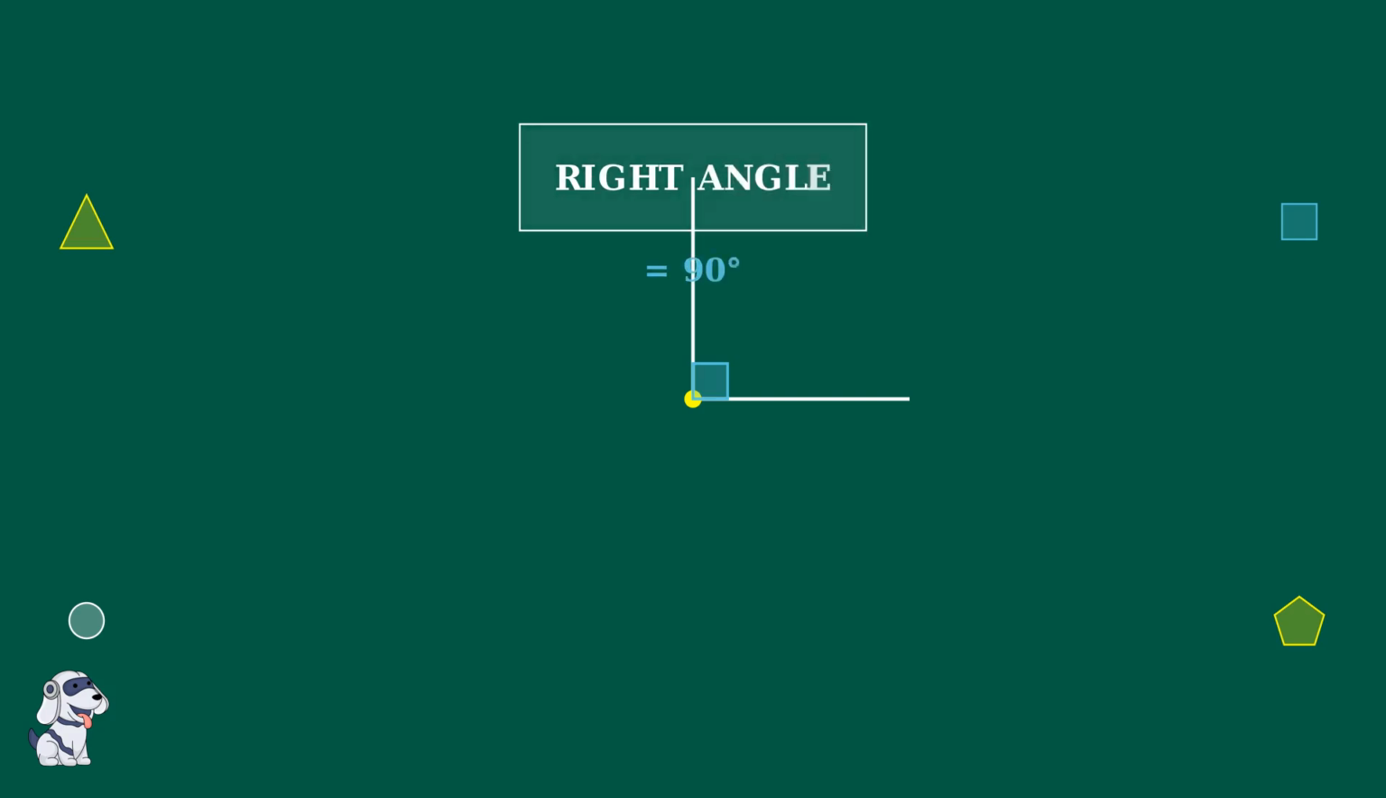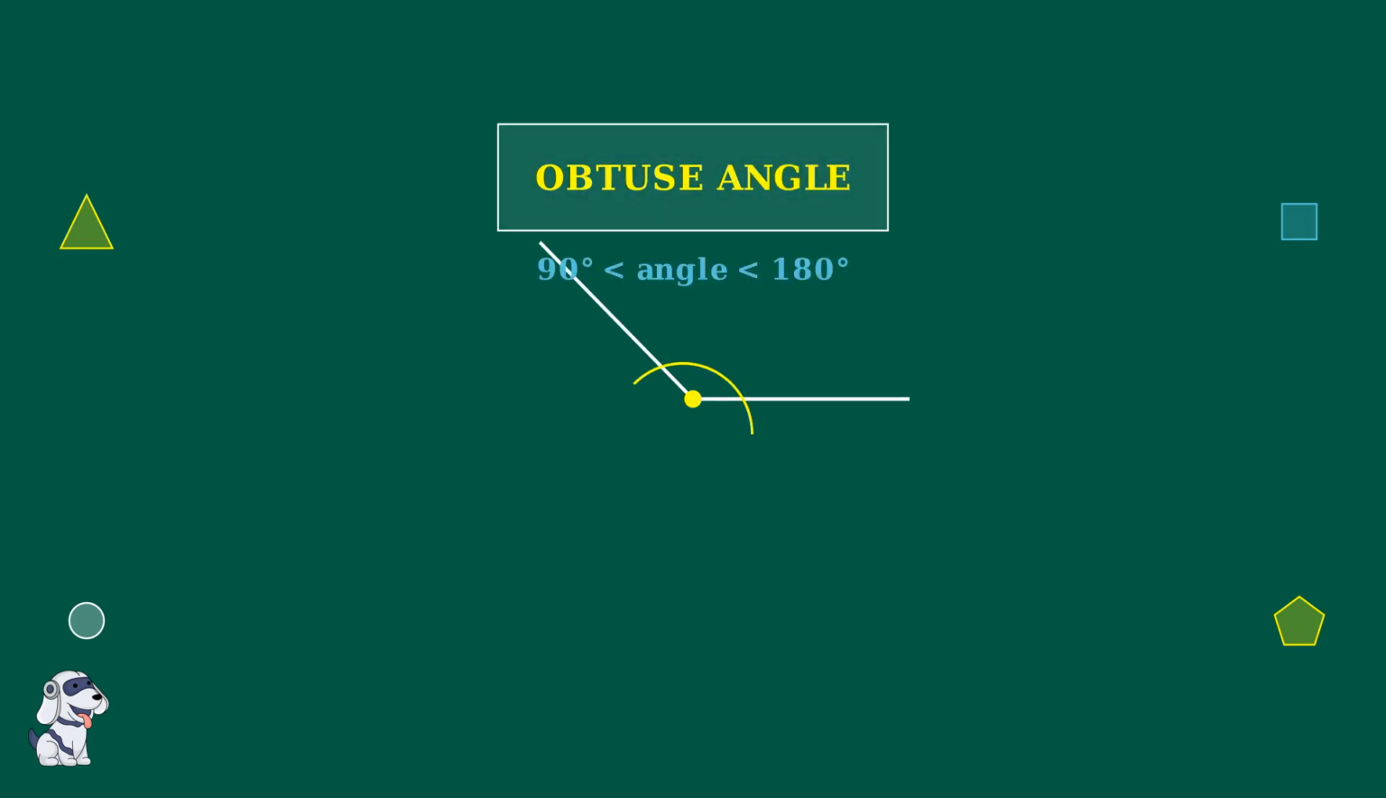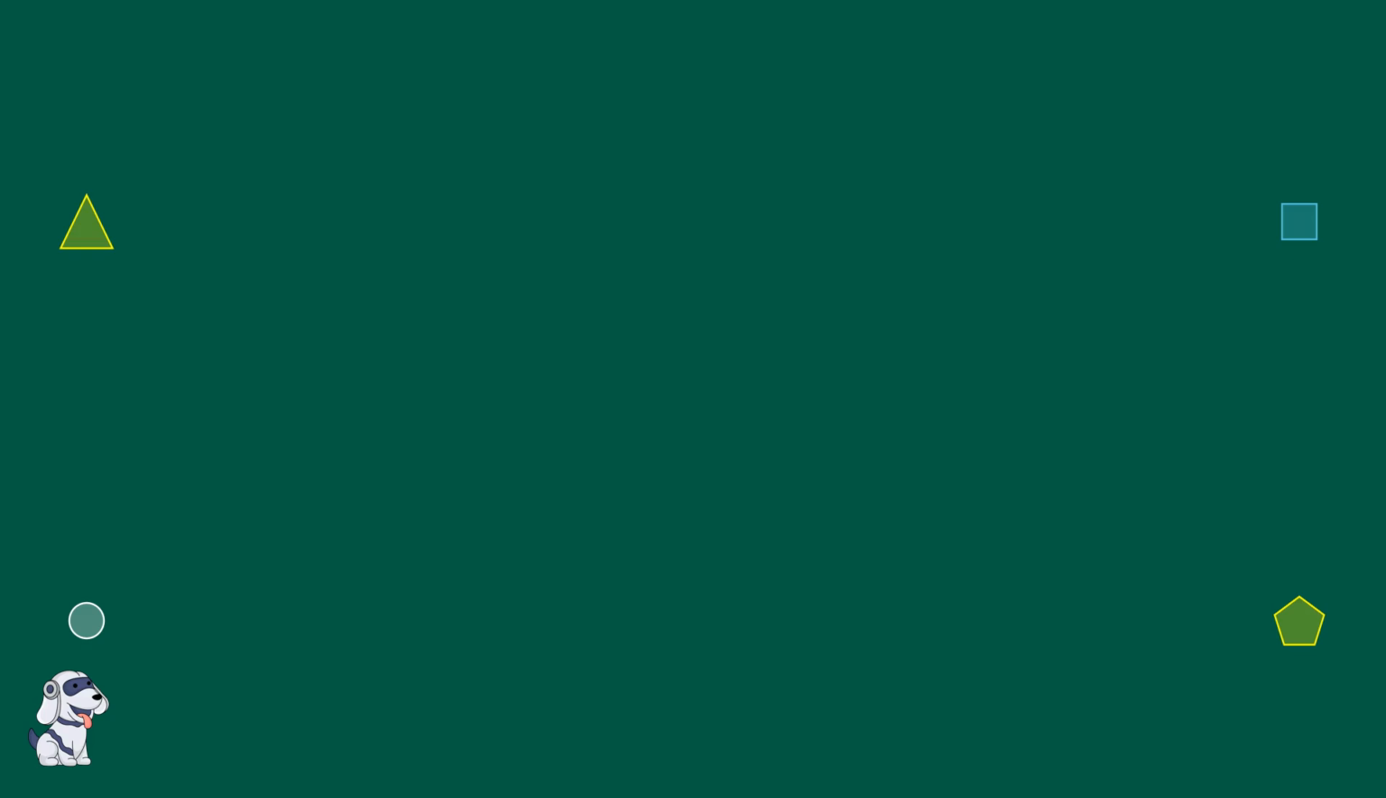A right angle measures exactly 90 degrees. It forms a perfect corner, like the corner of a square or rectangle. An obtuse angle measures more than 90 degrees, but less than 180 degrees. It's wider than a right angle, but not yet a straight line.